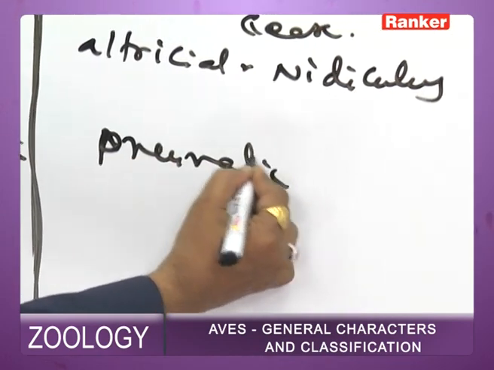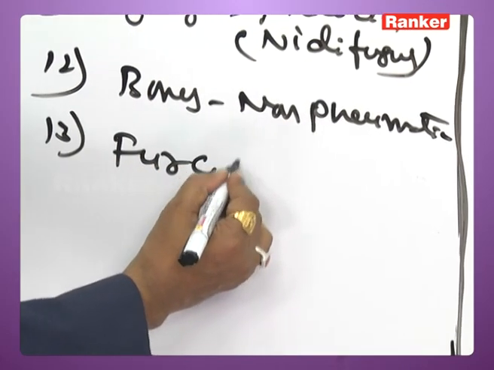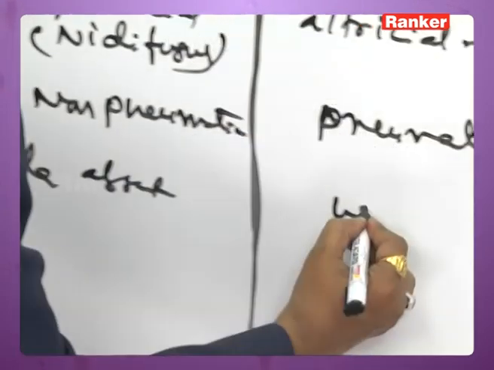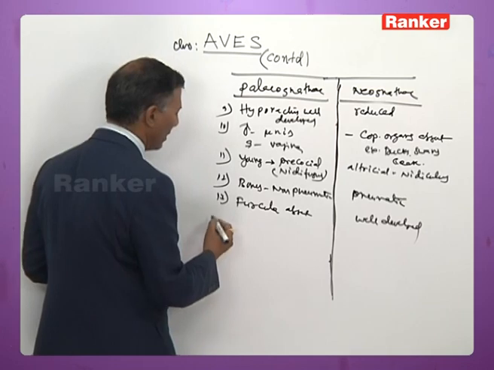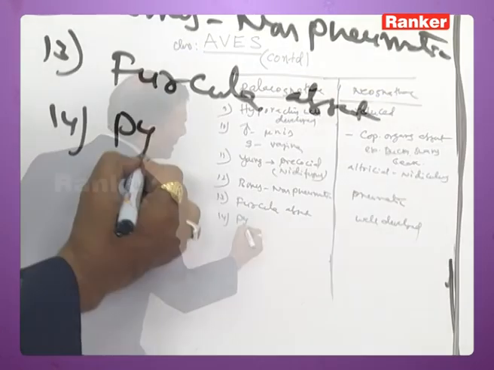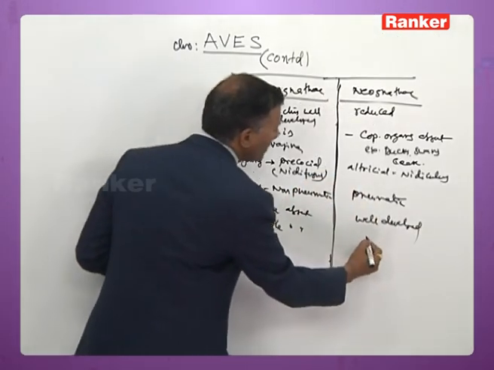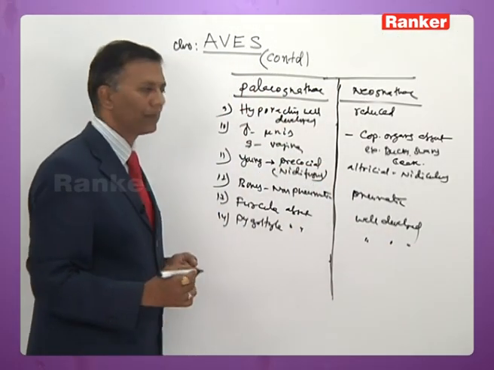In flightless birds, the furcula is absent. In all flight birds, the furcula is well developed. The pygostyle is reduced or absent in flightless birds, and well developed in flight birds.